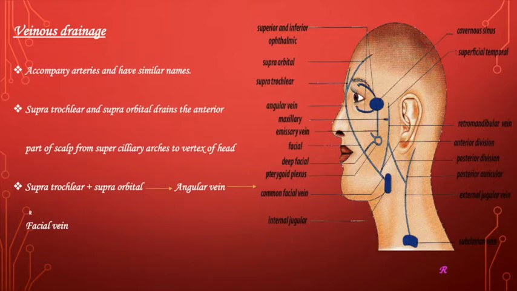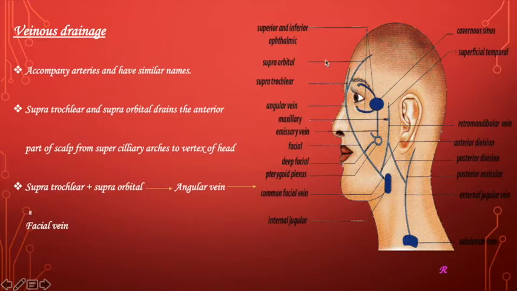First, we will discuss the supratrochlear and supraorbital veins. These veins unite at the medial angle of the eye. You can see this is the supraorbital, this is the supratrochlear. They unite at the medial angle of the eye, forming the angular vein. This is the angular vein. It continues down as the facial vein.